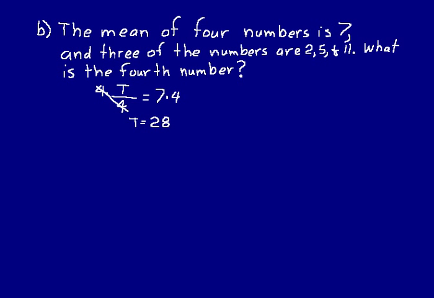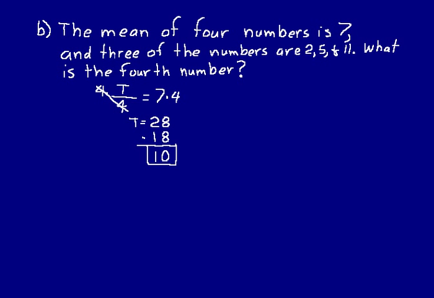Now they gave us 3 of the numbers. They want us to find out what the 4th number's value is. So those 3 numbers are 2, 5, and 11. Well, if we just add that up, 2 and 5 is 7, plus 11 is 18. We can subtract 18 from the total, and we get 10. That 4th number would be equal to 10.